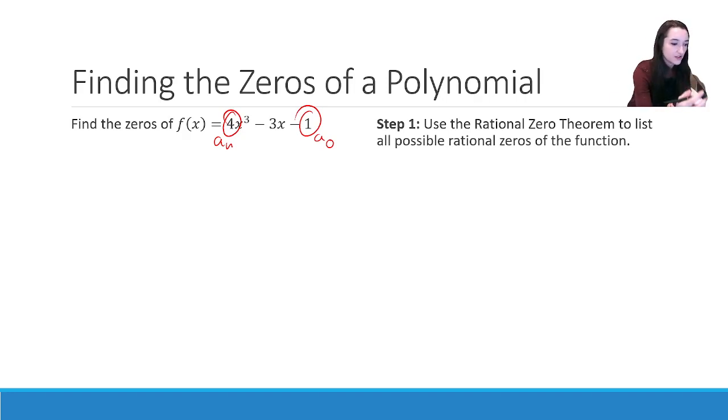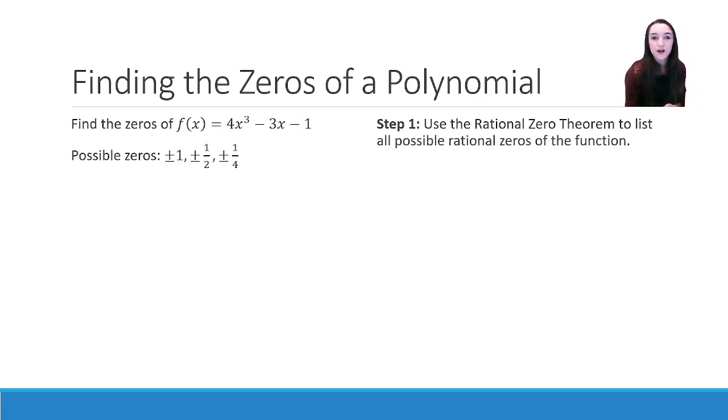factors of each. Factors of an are going to be 4, 2, 1, positive, negative, positive, negative, positive, negative. Factors of 1 are simply positive, negative 1. So combining that all together, we get positive, negative 1, positive, negative 1/2, and positive, negative 1/4.